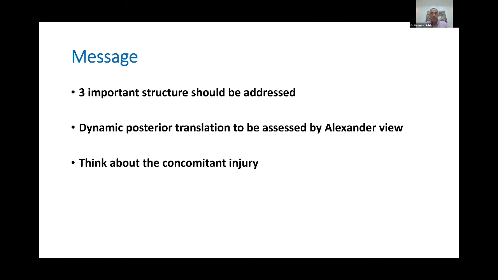And please, when you do an open procedure, you have to think about the concomitant injury. When I started to do this technique, I usually did it open, but at the same time, I did a quick diagnostic arthroscopy before starting with my open procedure. Then, time by time, I moved on to do it all arthroscopic.